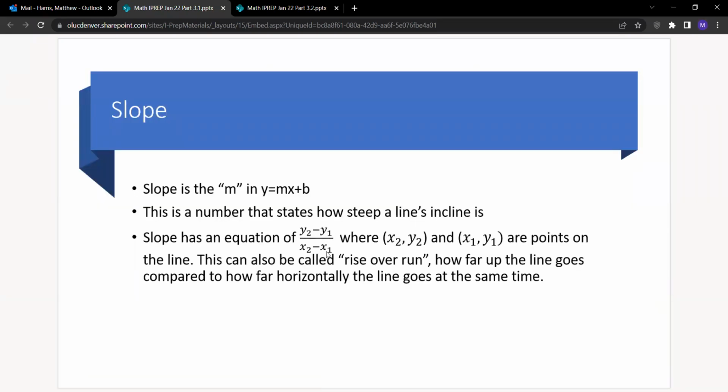And like I referenced a second ago, this is also called rise over run because it's kind of comparing how far up the line goes versus how far horizontally or over it goes. So how steep is your line? That's your slope.